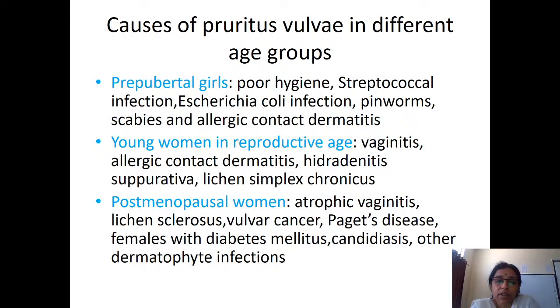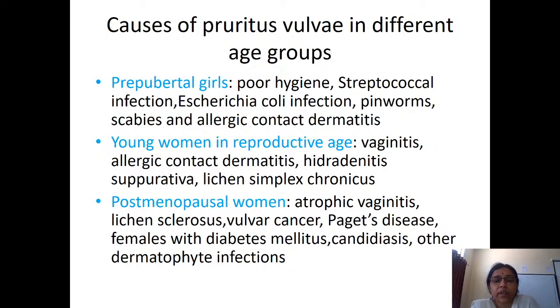Whereas when it comes to the postmenopausal woman, as we have just discussed, these women because of the estrogen deficiency can have atrophic vaginitis with this symptom. And then even lichen sclerosus, which is considered a pre-malignant condition for vulval cancer. Because a few of the cases can turn into malignancy, in this age group we even need to think of either lichen sclerosus or even vulval cancer or Paget's disease.